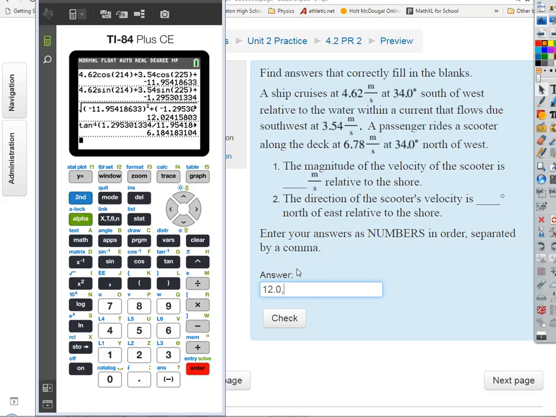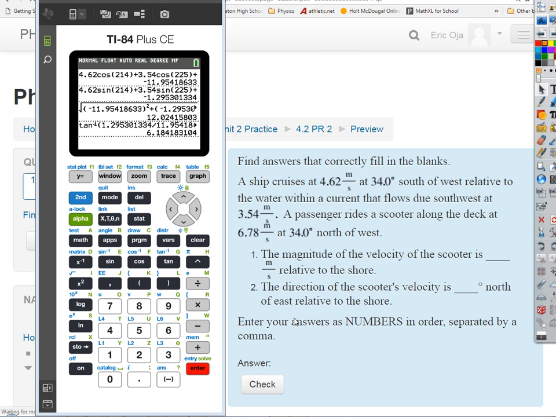So now the direction of the scooter's velocity is how many degrees north of east? Is it 6.18? No, you have to add it. Remember, that was how far it was south of west, that little angle over there. I've got to add that 180 to it though, right? So it's 186.18. Rounded to, you tell me how far to round this back. 186. Okay, make sense?